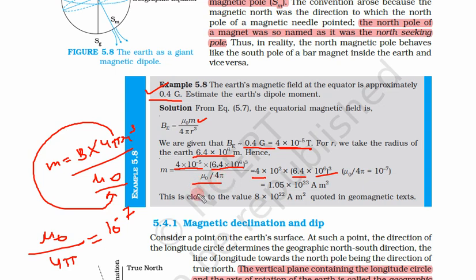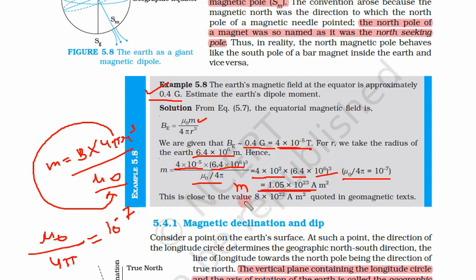Now this mu naught upon 4 pi is 10 to power minus 7. When it goes up, it becomes a positive power. Minus 5 plus 7, that is 10 to power 2. When we solve all this, what do we get? We get 1.05 into 10 to power 23 ampere meter square. So this is the magnetic moment of Earth, or the dipole moment of the Earth.